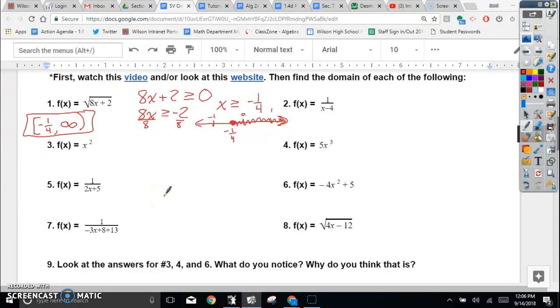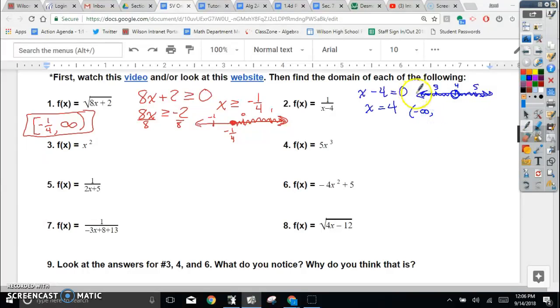If you go to 2, notice there's no radicals. However, we cannot divide by 0. So we need to know when this will equal 0. Right? So we saw that for x, we get x is 4. So 4 is the only number that when you plug it in here will give you 0 in the denominator. All the other x values should work just fine. So if you were putting this on a number line again, all numbers would work except for this one. So there'd be a hole at 4, but everything else works. So when we put this in interval notation, you say, okay, what's the smallest number that works?